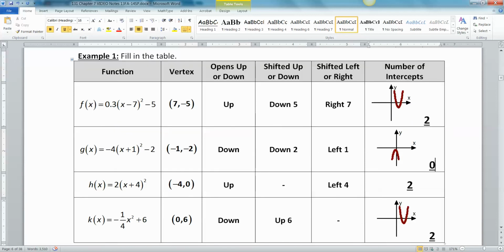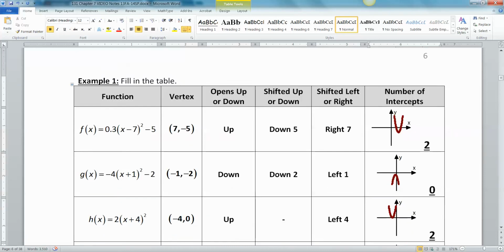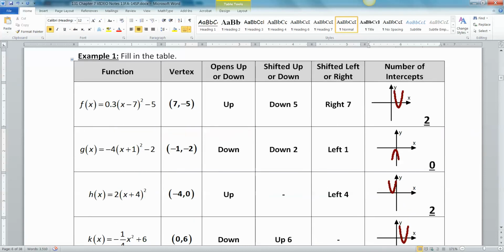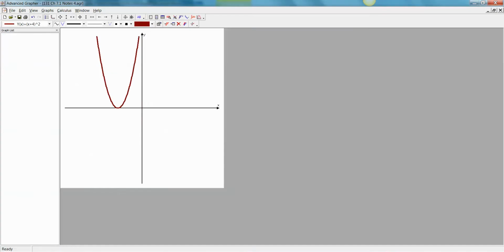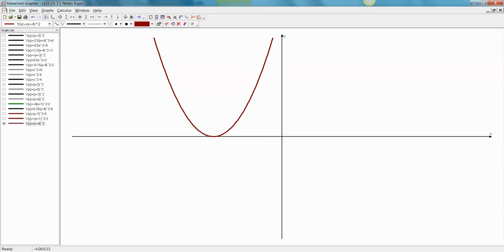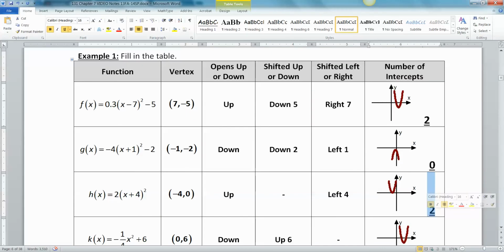All right, the next one's been moved left, but not up at all. And it's facing up. All right, that looks like this. So it just touches the axis and then drifts off. As a matter of fact, I can show you a better picture right here so you can see what it looks like. It just touches right there and goes away. So that only has one intercept.